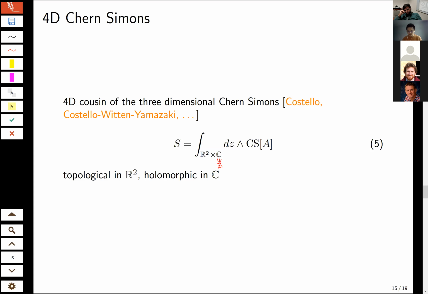It was shown by Costello that the theory admits a nice quantization, so it's valid to all orders in perturbation theory. Also, it has the nice property that it's topological along the R2 direction. That's why R2 is often called the topological plane. And it's holomorphic along the C direction, and C is called the holomorphic plane.